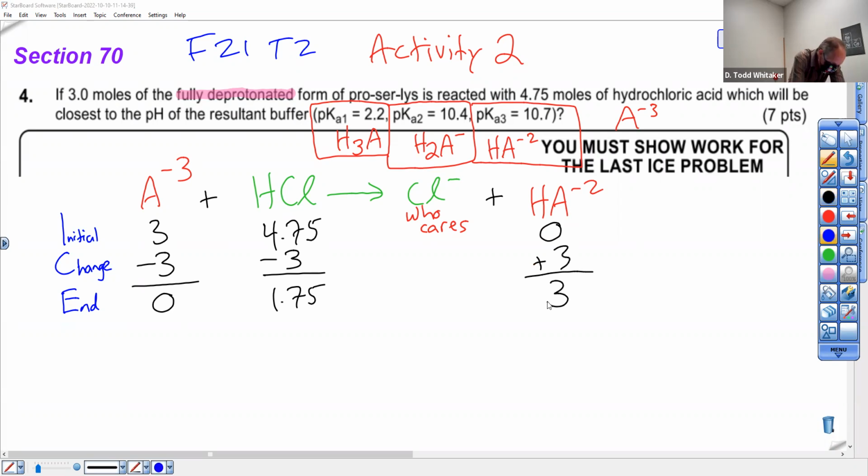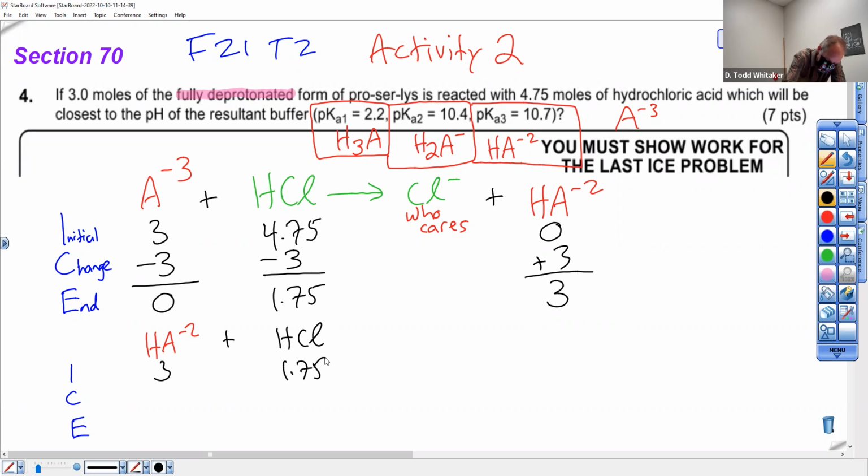ICE table number 2. You have HA minus 2, and you have 3 moles of it. You have HCl still, and you have 1.75 moles of it. You're making Cl minus, but I don't care. What are you also making? Remember, HCl gives things protons. That, and what's your charge? Minus.